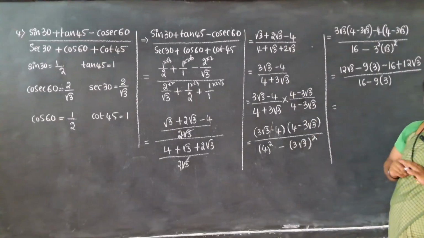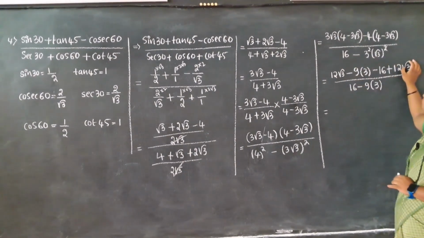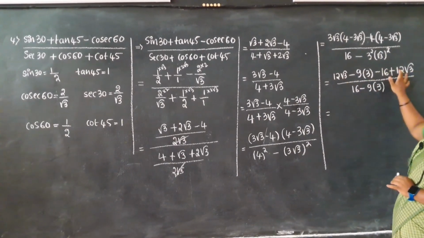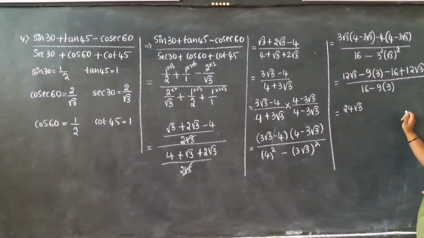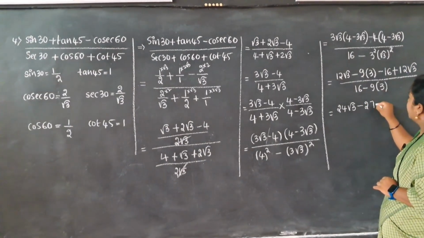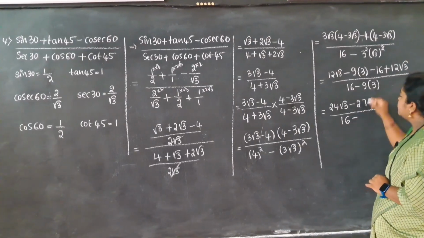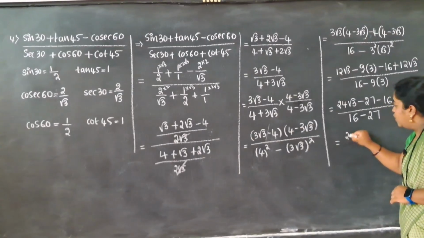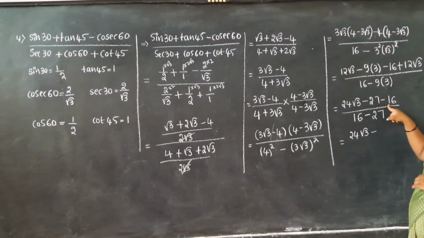Irrational numbers can be added only if they are like irrational numbers. Whatever the root values are, they have to be equal. Then only we are going to add them. 12 root 3 plus 12 root 3 will become 24 root 3. Okay, 24 root 3 minus 9 3s are 27 minus 16, whole divided by 16 minus 9 3s are 27. Fine. Now simplify this. 24 root 3 minus 24 minus 16.